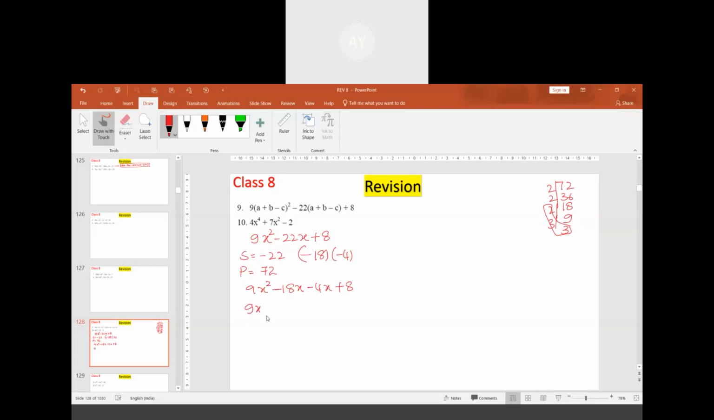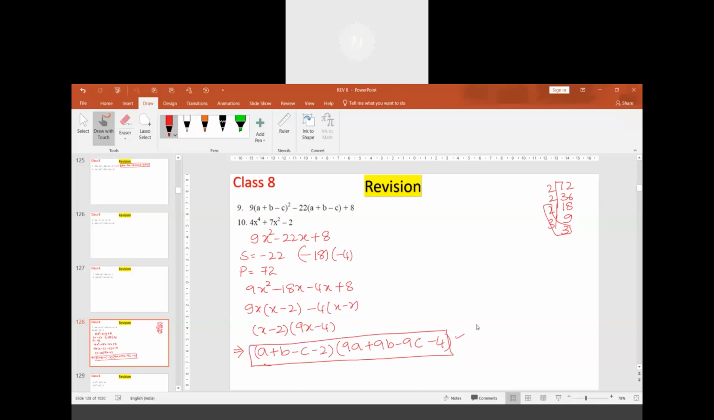Let's see whether this answer will be the same as that. We'll be getting x minus 2 times 9x minus 4, which implies a plus b minus c minus 2 into 9a plus 9b minus 9c minus 4. Same answer. Yes, sir, all have got this answer. Very good.